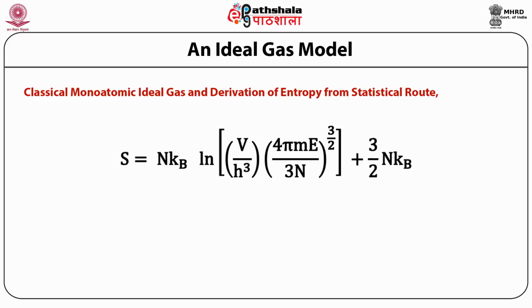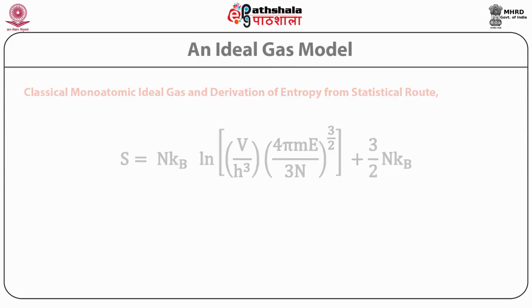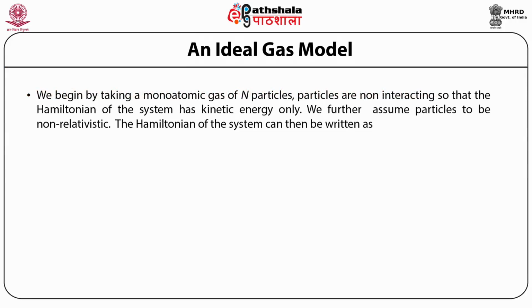Classical monoatomic ideal gas and derivation of entropy from statistical root. We begin by taking a monoatomic gas of N particles. Particles are not interacting, so that the Hamiltonian of the system has kinetic energy only. We further assume particles to be non-relativistic.